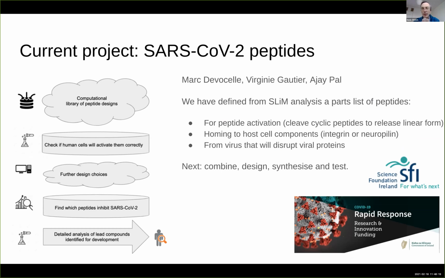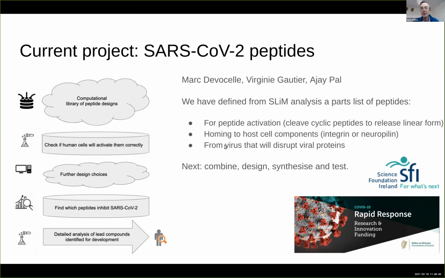We've also got the parts list from SLiM analysis in the Science Signaling paper, and some other analyses I've done. And so then what we're going to try and do is look at that parts list. So we've got the peptide activation ones, those motifs for making sure they're cleaved correctly. Then things like the RGD integrin or the neuropilin motif. I didn't go into this one, but it's a similar kind of story to the integrin one. Can we add these to the peptides?